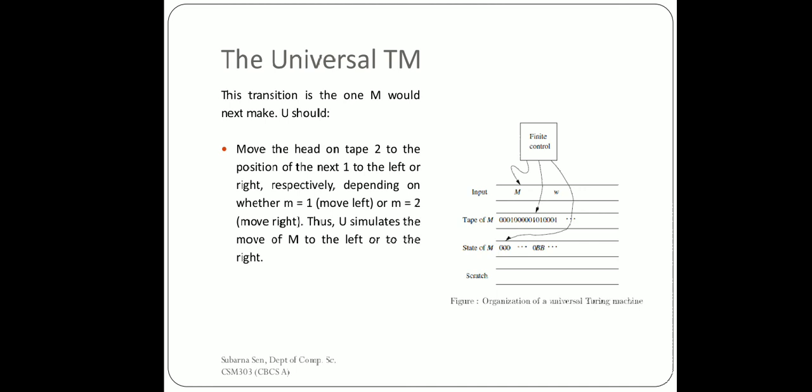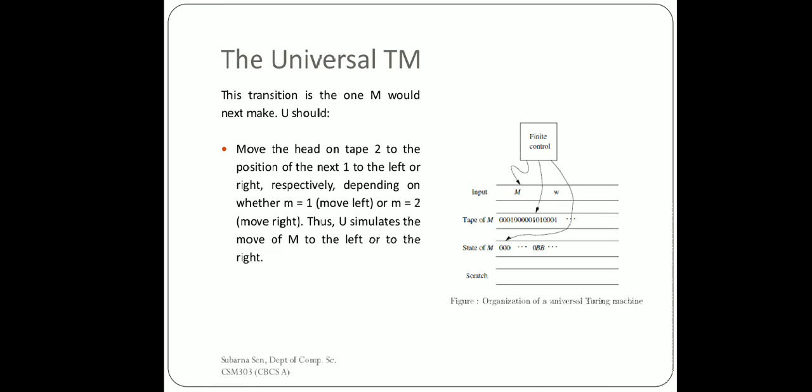So you can simulate the movement as well. You can process all the input, you can transit from one state to another, and at the same time you can even move from left to right. So it is working similar to the Turing machine, right?